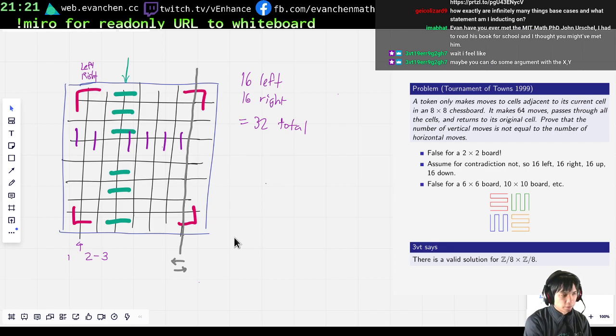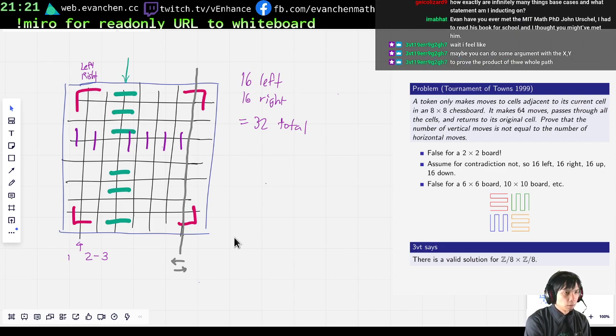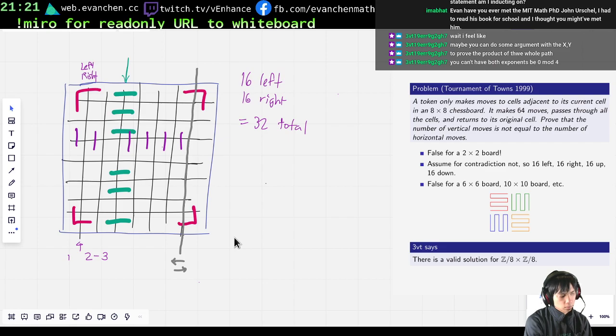You still want to use the XY? What do you propose? You can't have both exponents be 0 mod 4. But you said there's a counterexample for Z mod 8 cross Z mod 8, right? Why would that fail here?